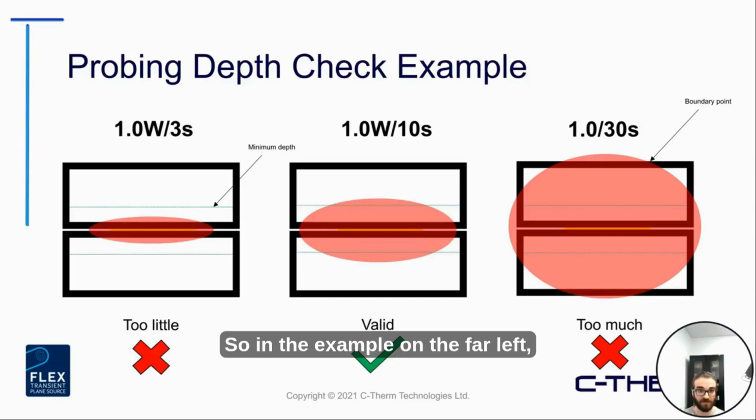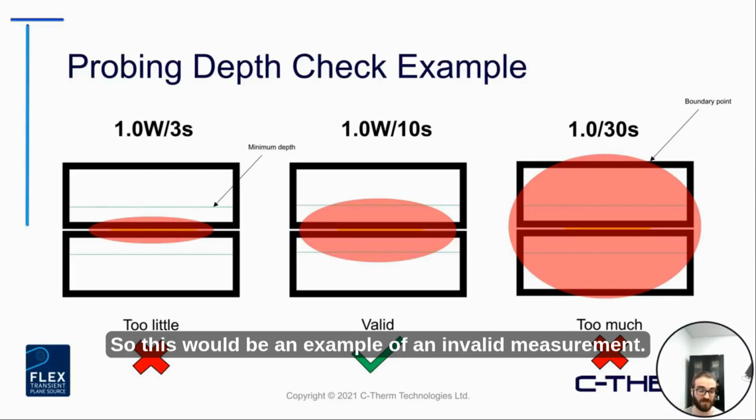So in the example on the far left, looking at a very short test time, the heat pulse that's generated may not be strong enough or significant enough to penetrate deep into that material. There is a minimum depth that needs to be met for the TPS measurement to be considered valid. And of course, in this case, it is not. So this would be an example of an invalid measurement.